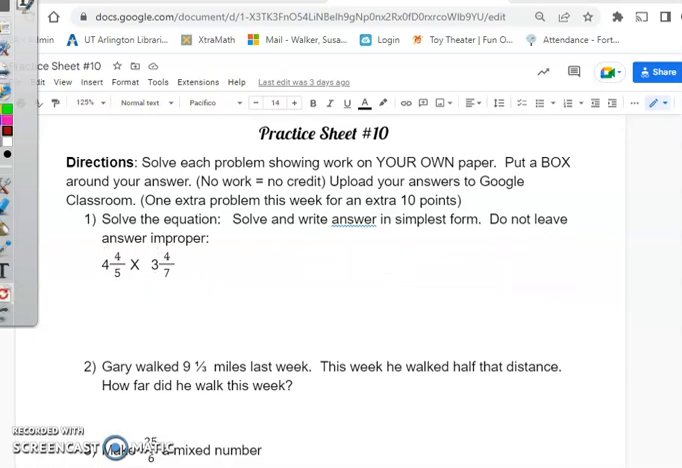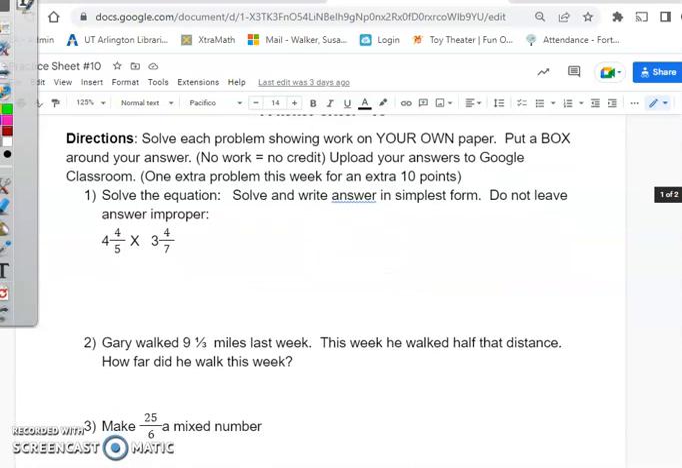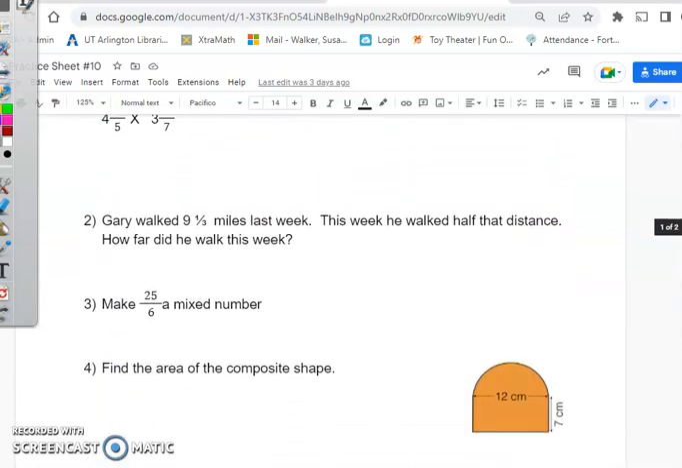Number 2, I want to talk about this one. Gary walked 9 1/3 miles last week. This week he walked half of that distance. How far did he walk this week? So when it says half the distance, okay, that means a couple of things. Half of a distance would be half of is times 9 1/3. Or you could say, well, when I take half, it's like dividing by 2. 9 1/3 divided by 2.